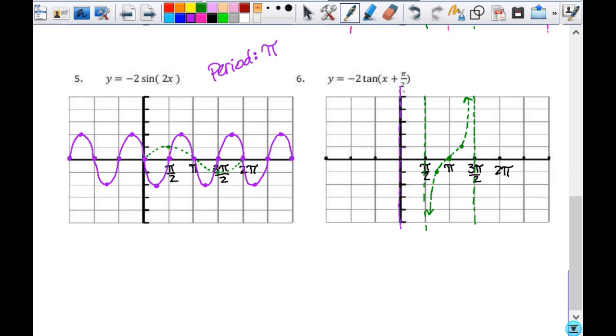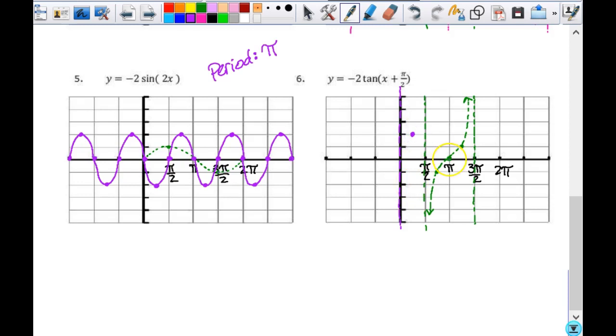And then the rest, since that's an asymptote, doesn't really matter. So then I'm going to go to this point right here. So I'm going to move it over pi halves, which means it moves over to here. Then my y value gets multiplied by 2, so it becomes negative 2. And it gets reflected in the x-axis, so it ends up here.